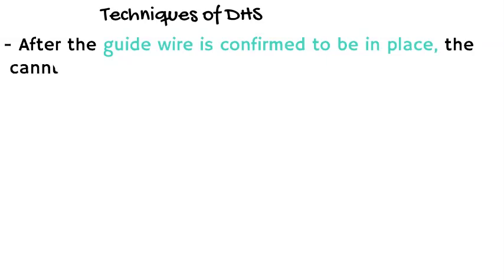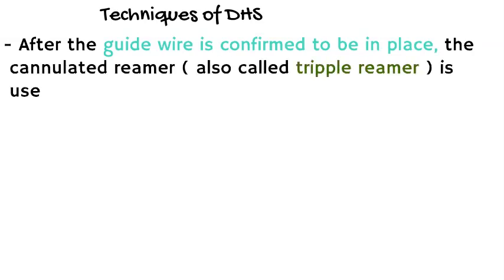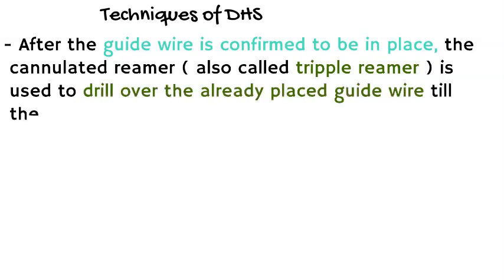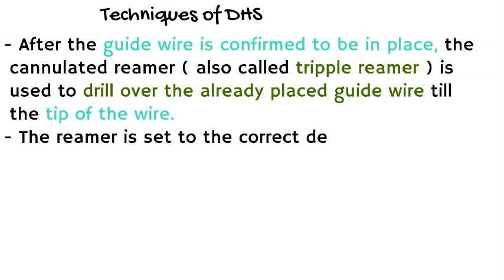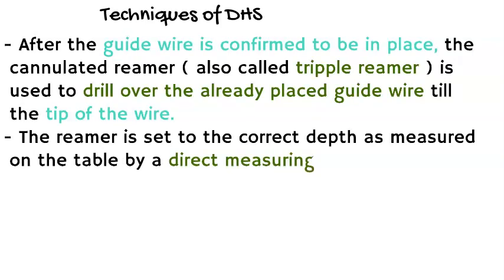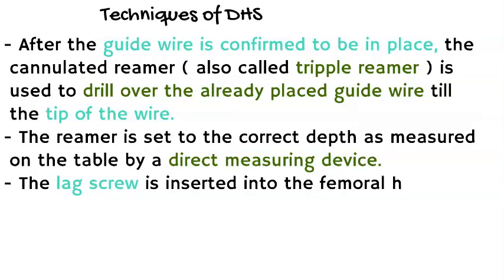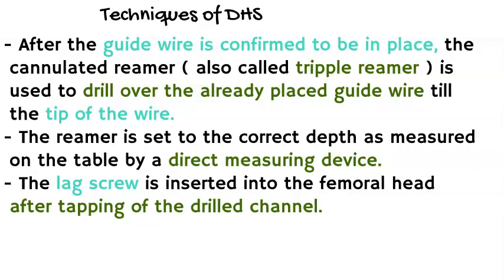After the guide wire is confirmed to be in place, the cannulated reamer, also called triple reamer, is used to drill over the already placed guide wire till the tip of the wire. The reamer is set to the correct depth as measured on the table by a direct measuring device. The leg screw is inserted into the femoral head after tapping of the drill channel.